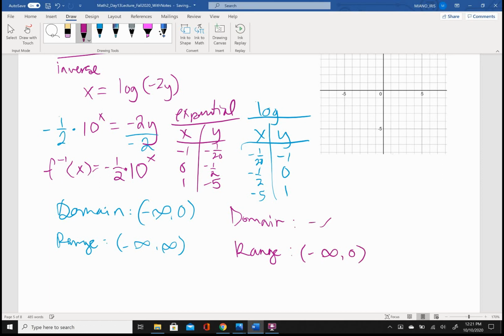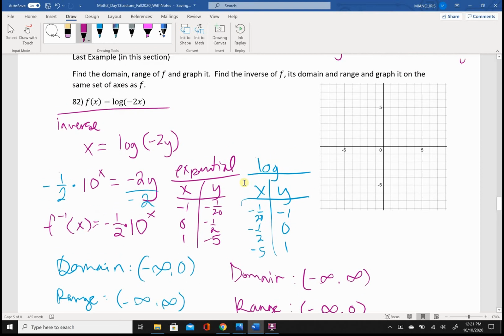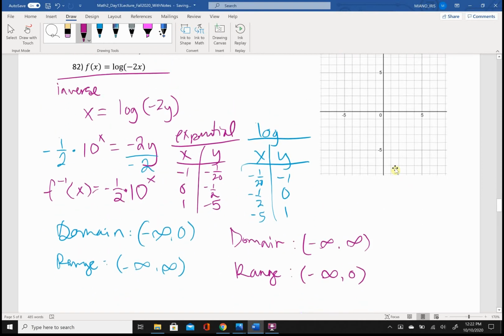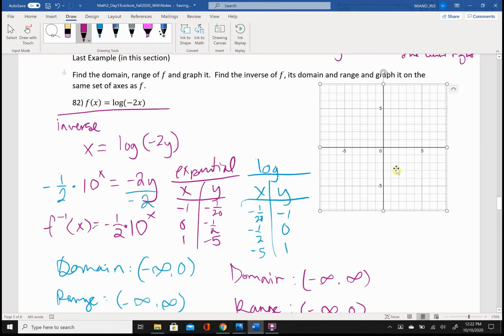And it'll make the domain all real numbers for the exponential. Okay, so now we are ready to graph this. So here we go. I'm going to do it in stages. I'm going to start by graphing the 3 points. Now, the logarithm, no, that's the exponential, I'm so sorry.